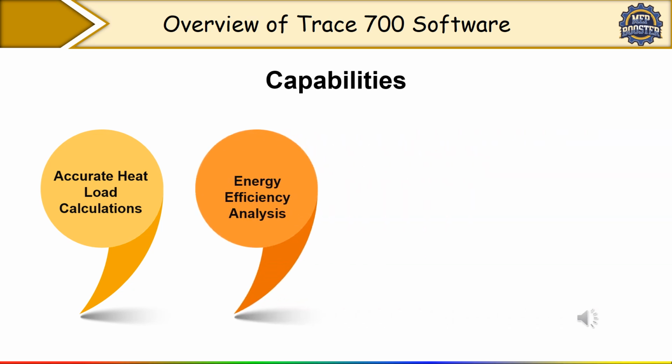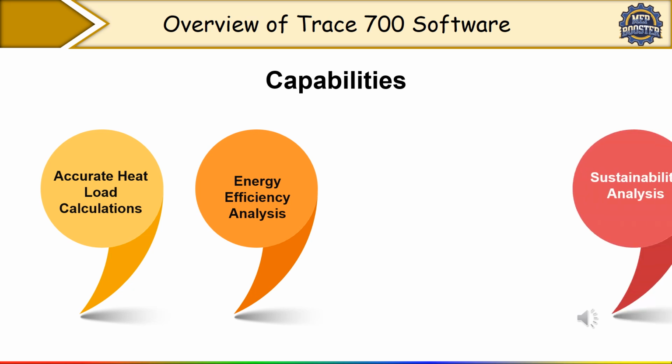The second one is energy efficiency analysis. This software will estimate energy consumption for the HVAC system based on load calculation and system operation. I have already explained this. It can also assist in evaluating energy performance and identifying opportunities for energy saving. It also provides insight into energy cost and life cycle analysis for informed decision making.